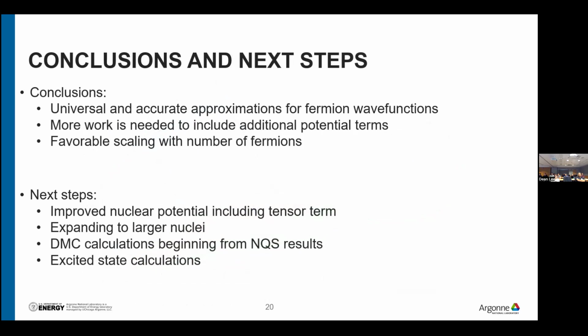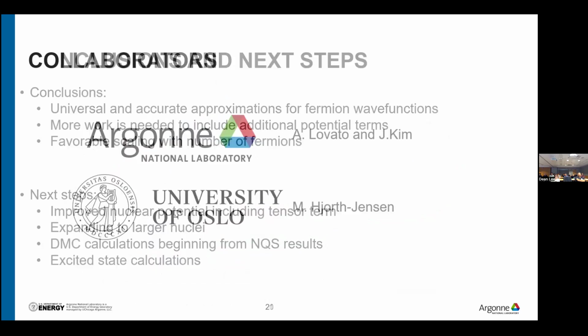Some conclusions. This is working for various fermionic wave functions, with very nice scaling. We still need to work on the potential terms, of course. Some things that we are working on: I mentioned the diffusion Monte Carlo calculations starting from these results, as well as potential excited state calculations that are in the works.